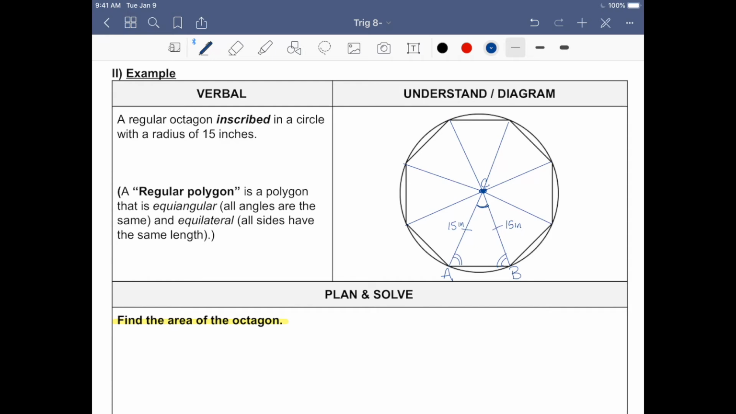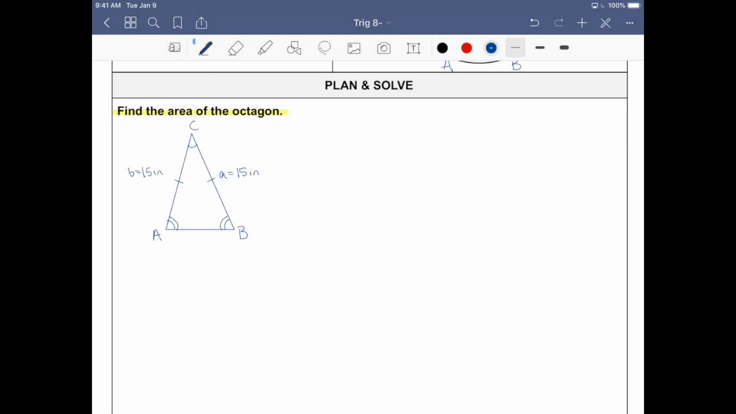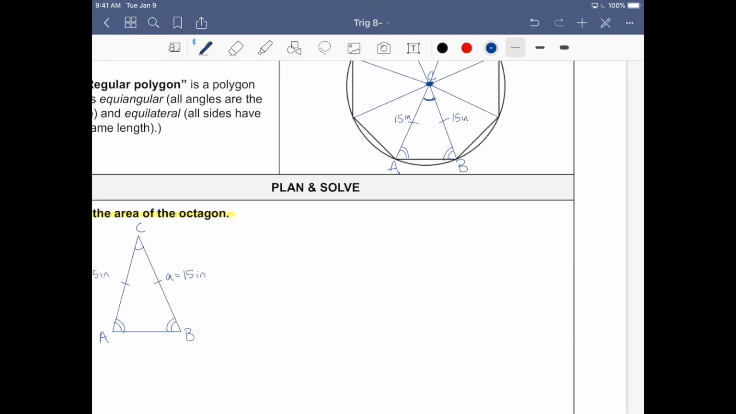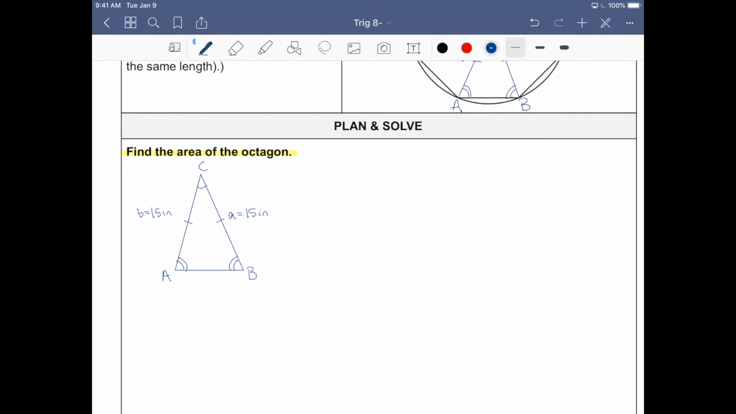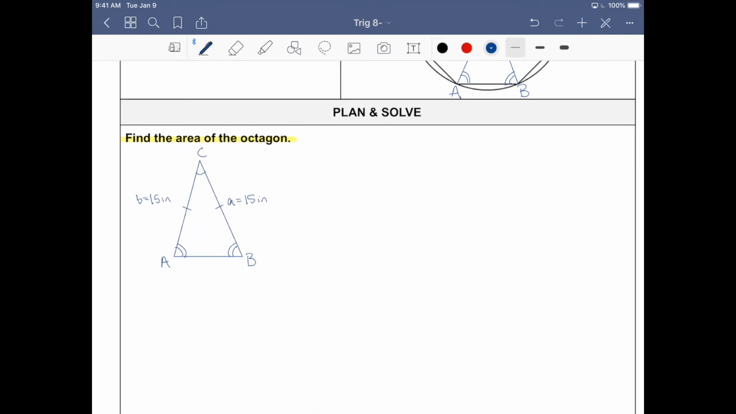So for my plan and solve, I'm actually going to just draw that one triangle and try to figure out what I can do. All I've done down here was recopy just one of these triangles in my plan and solve, so I can focus on this one triangle. It seems like if I can find angle C, then I would have side angle side. And I think that's important.